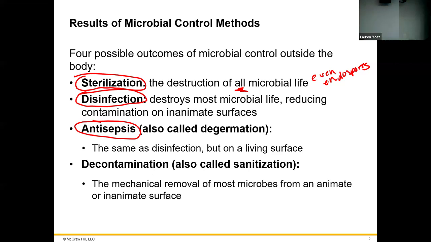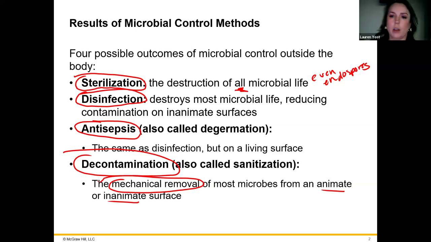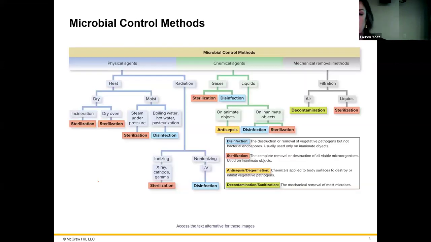Then we have decontamination, which is its own thing. Decontamination is either animate or inanimate surfaces. Mechanical removal. So here we're talking about scrubbing and things like that. Or it could even be filtering. That's mechanical removal. This is a great chart. I highly, highly encourage you guys to become familiar with it.